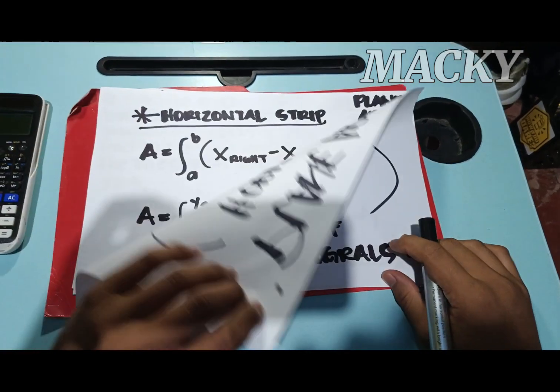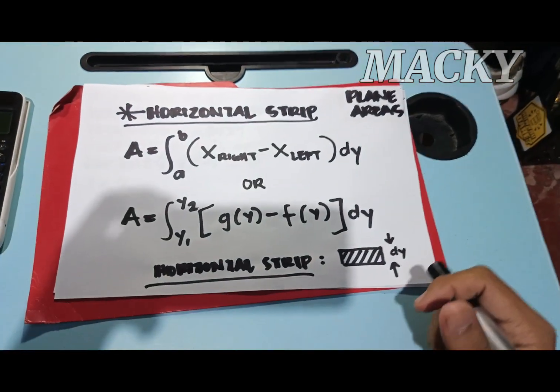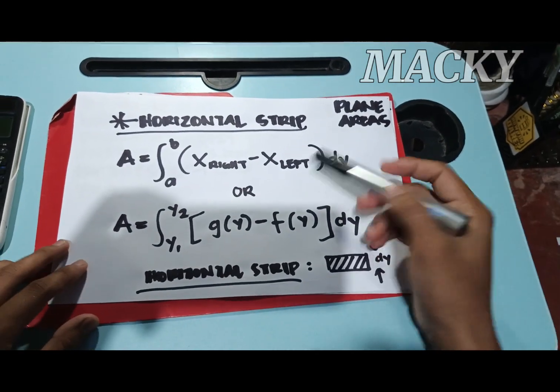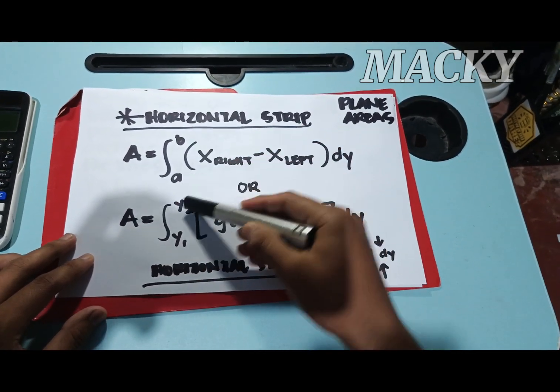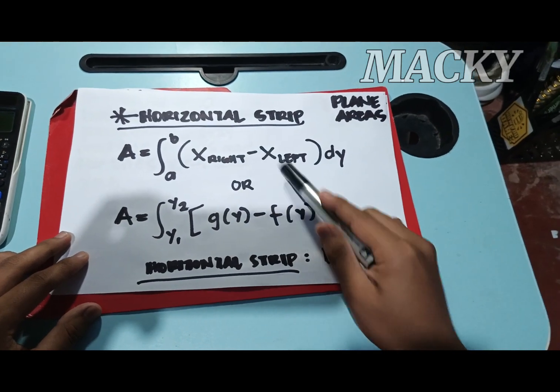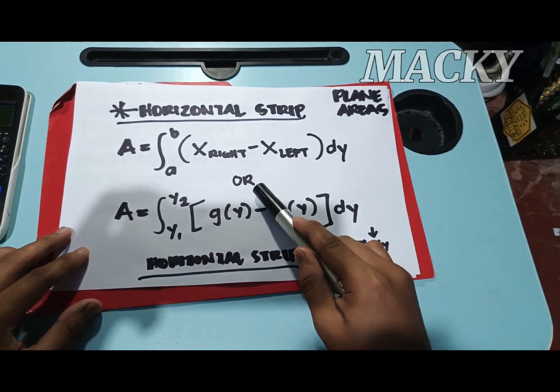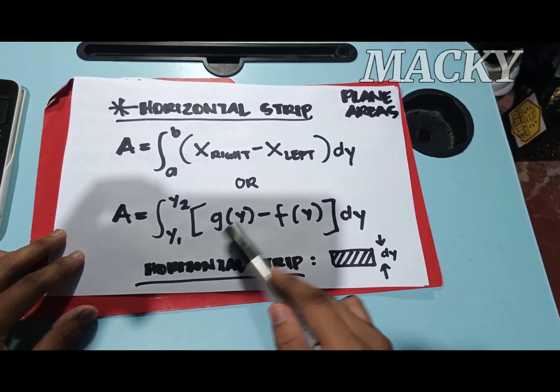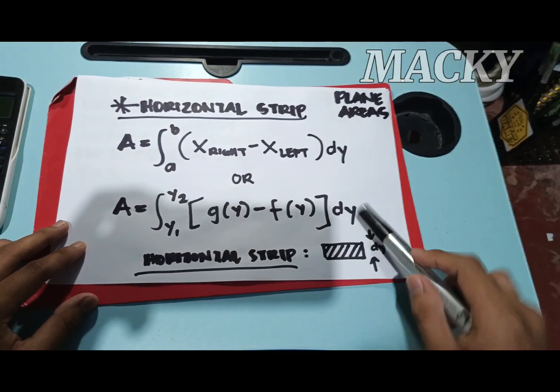So, this is the formula for solving for the horizontal strip. We have A is equal to the integral of x right minus x left dy, or we can also use the formula A is equal to the integral of g(y) minus f(y) dy.